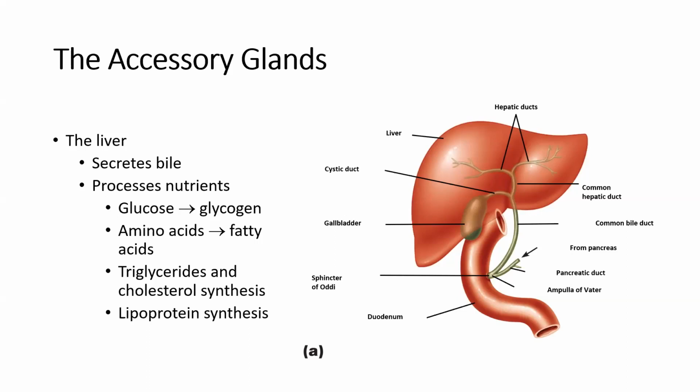So basically the liver is taking all of these macromolecules, processing them appropriately according to our metabolic state, and then either storing them or circulating them to other parts of the body.